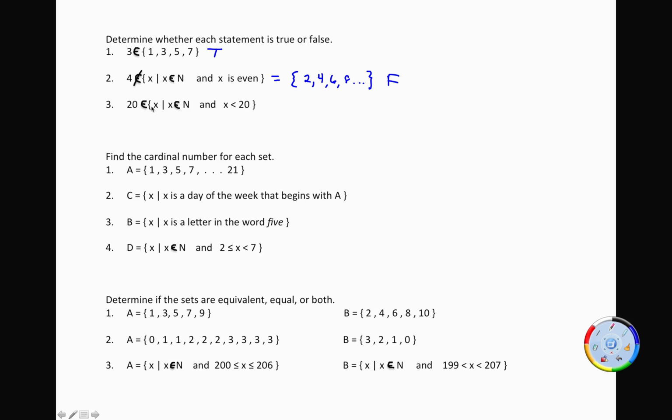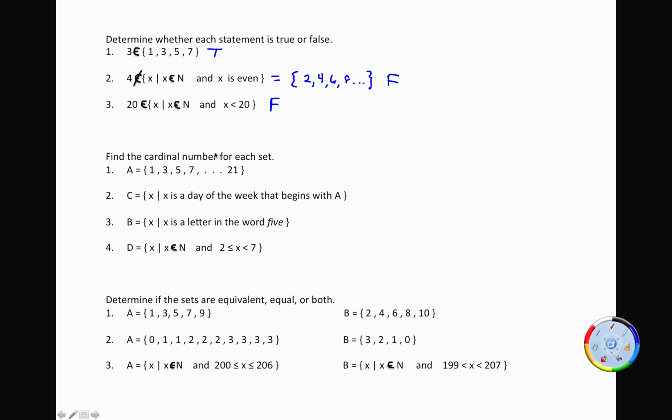20 is an element of the set of all x, such that x is an element of the natural numbers, and x is less than 20. Well, I can tell right away if it's less than 20, strictly less than, 20 is not going to be a member of that set, so this is also false.